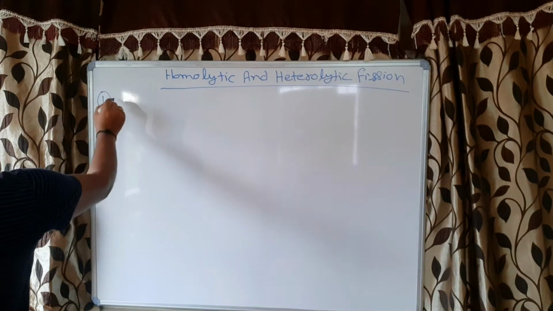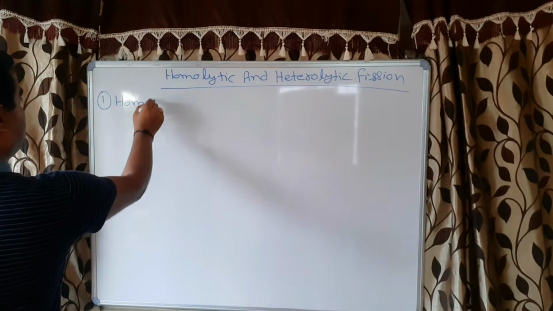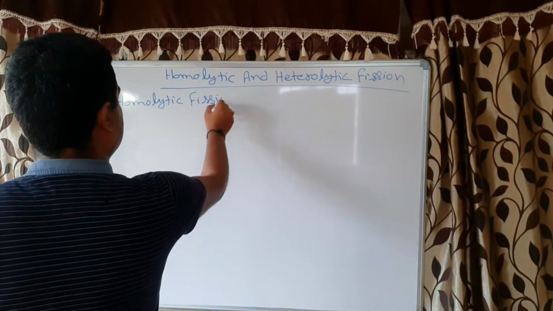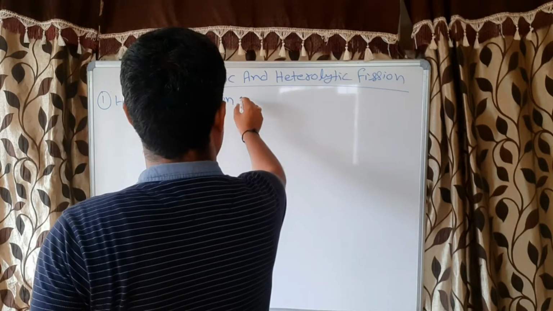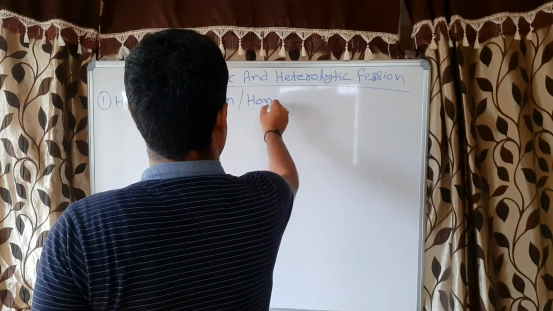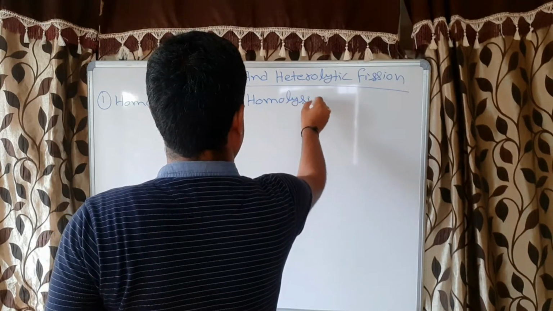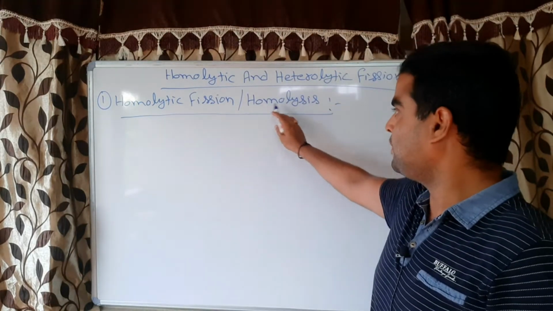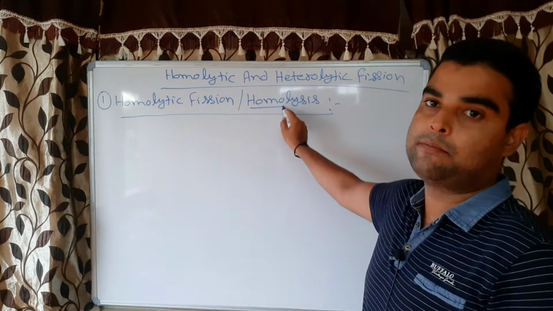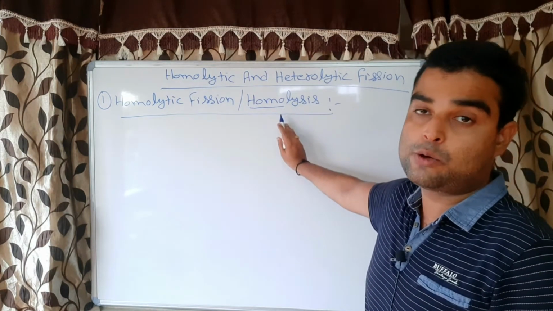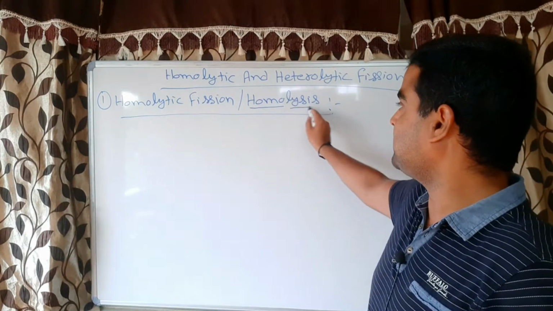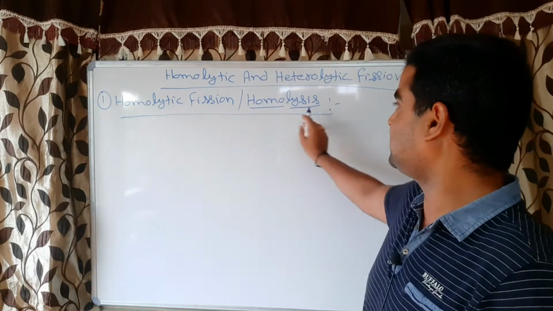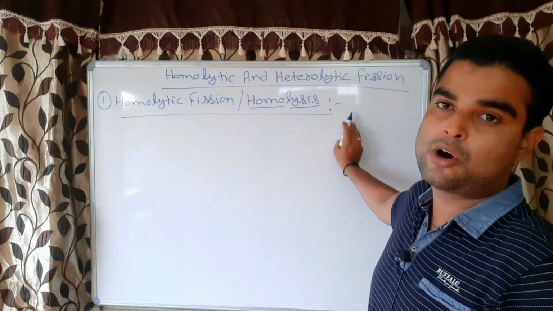So first is homolytic fission. This homolytic fission is also called as homolysis. As you can see, homolysis. Homo means same or equal. Equal means symmetrical. And lysis means degradation or cleavage or fission. So homolysis can be called as symmetrical fission or symmetrical cleavage.